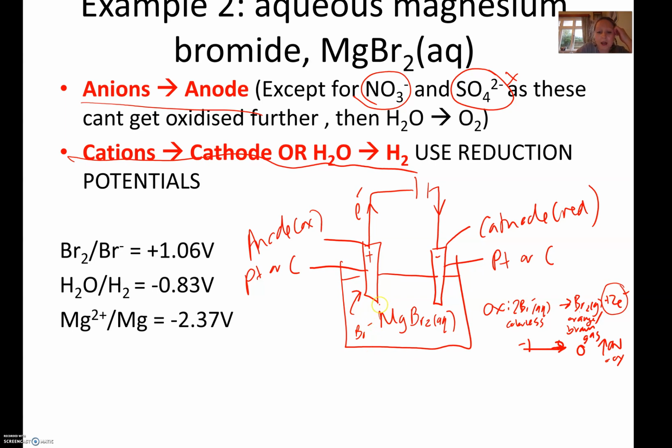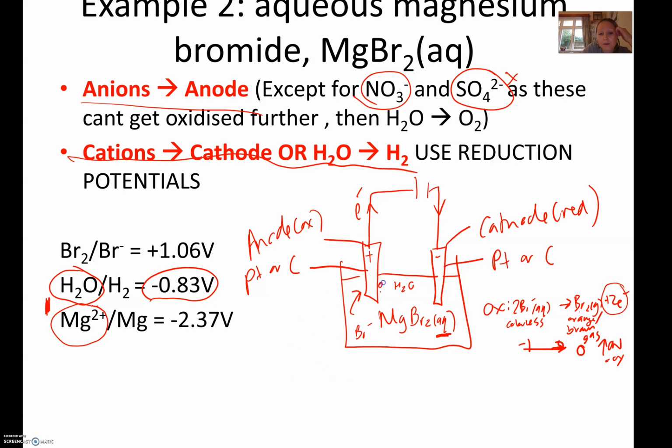So the next step is, because this is aqueous, we know that in here is actually water as well. So is water going to get reduced or is magnesium going to be reduced? And the only way we know this is by looking at the reduction potentials. So we need to work out, will magnesium ions or will water, because these are the 2 species we've got, get reduced? And the answer is the species with the highest reduction potential always gets reduced, and in this case it's water. So therefore water is going to get reduced in this example.